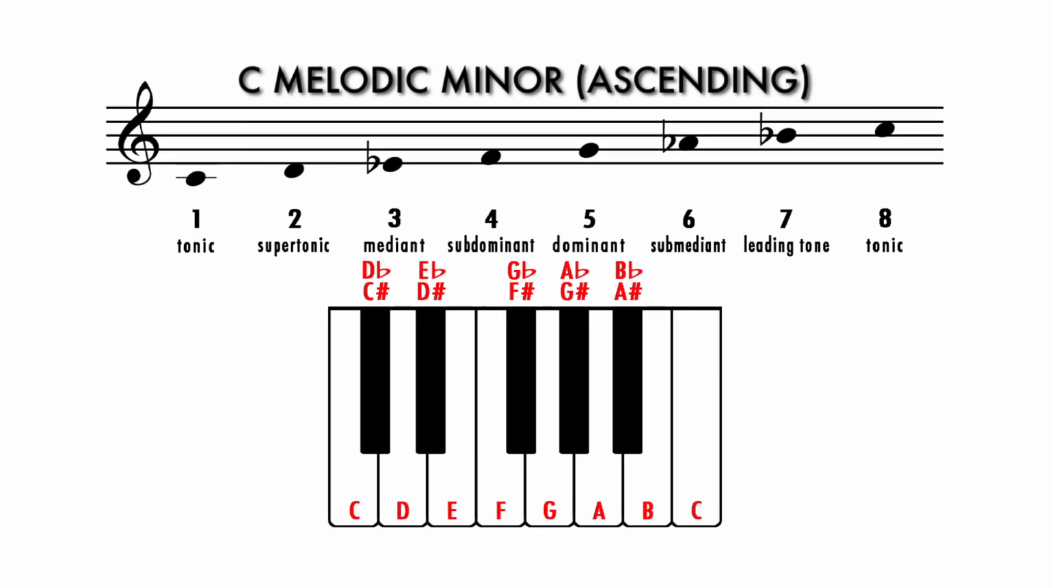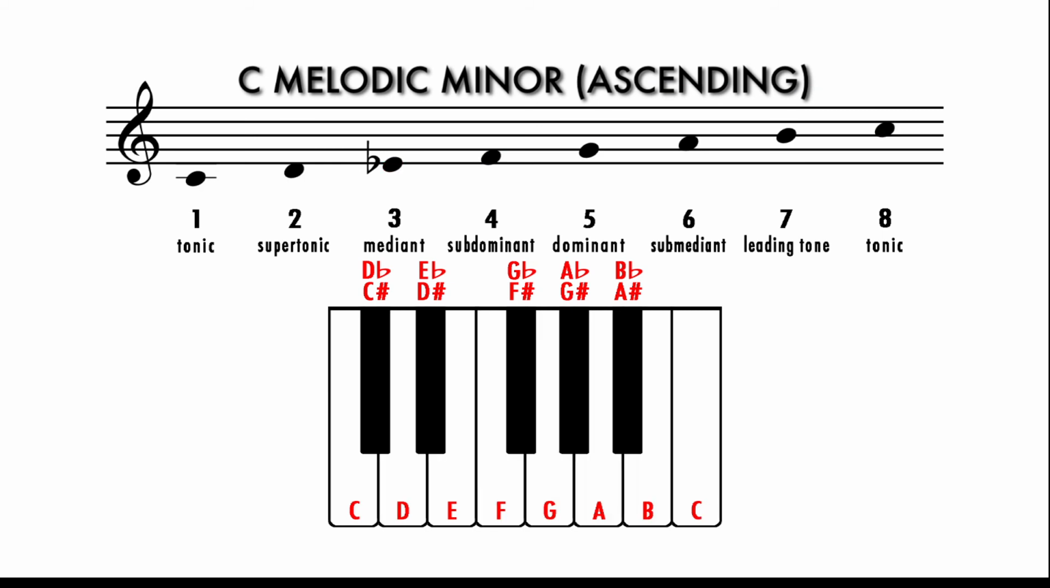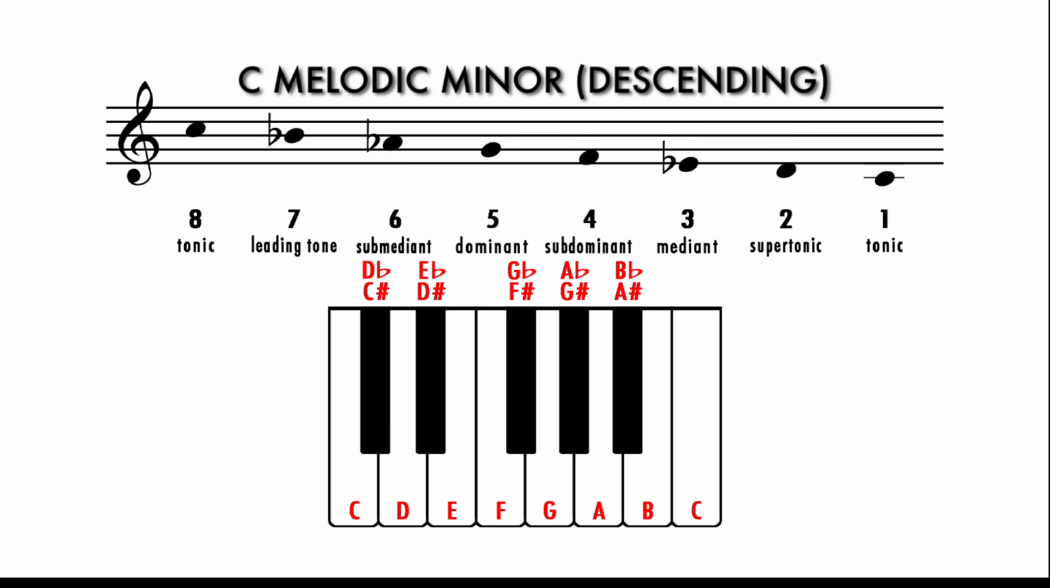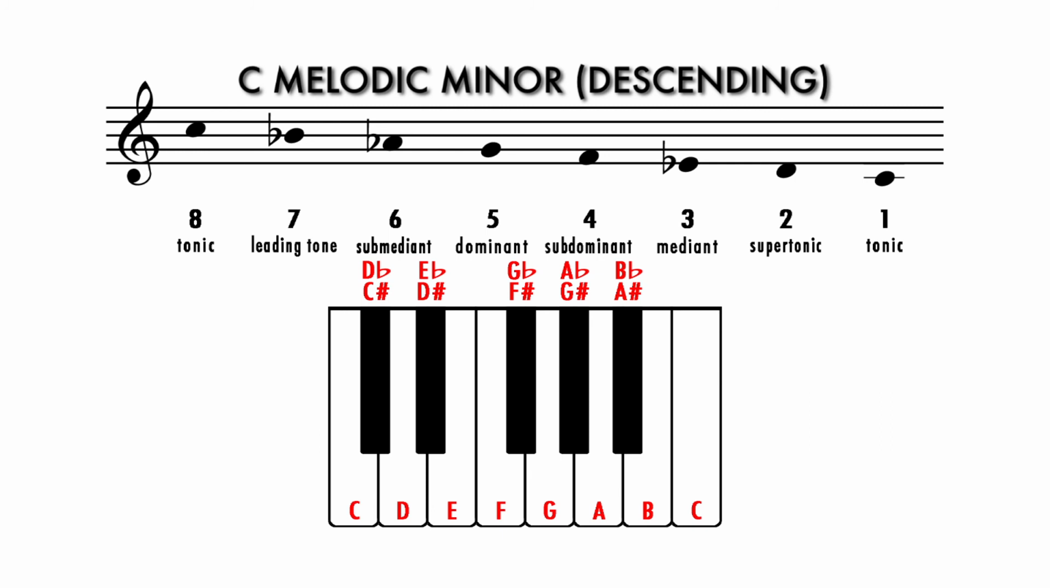In the melodic minor, the ascending scale differs to the descending scale. The ascending melodic minor is a natural minor with a raised 6th and 7th scale degree. In a descending melodic minor, the 6th and 7th scale degree are lowered to form a natural minor.